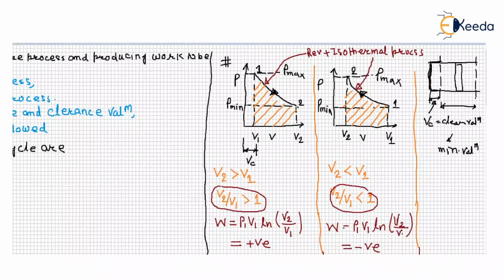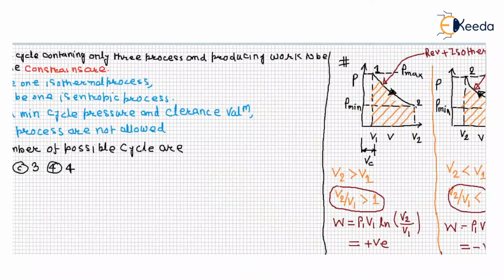See, this is your minimum value, which is the clearance volume. This is the maximum pressure. This is your minimum pressure. This is your maximum pressure. This is your clearance volume. Right. What is the clearance? The clearance volume and maximum and minimum pressure, all of this you will understand when you go into the next subject, power plant, and I will explain all of this to you in detail.